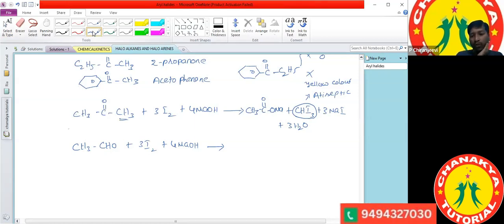What are the products it is going to form? So this we can call as sodium acetate. This we can call as iodoform, sodium iodide, and water molecule is going to be formed. Similarly, here also, what are the products it is going to be formed?